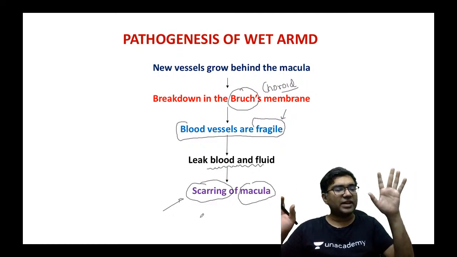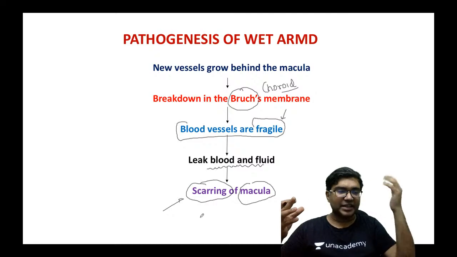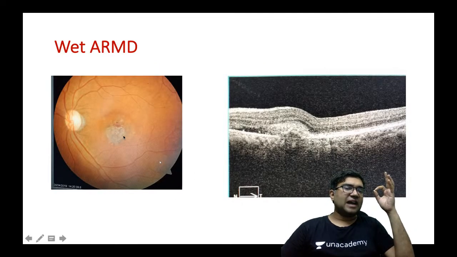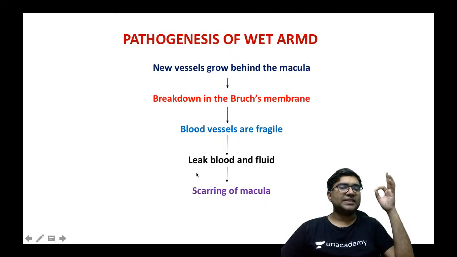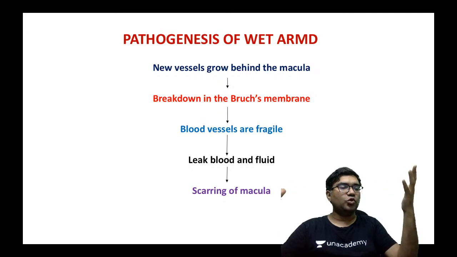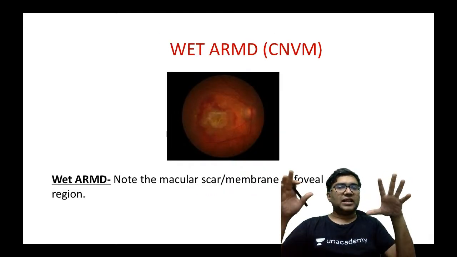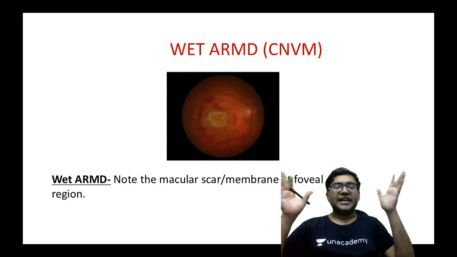Is it clear to everyone? Give me a thumbs up. Any doubts? I can repeat it again. If you can appreciate here, there is a scar formation at the level of the macula. This region is called the macula, and you are seeing the scar formation at the level of the macula because of the new vessels that are formed there. Okay, so I told you about the wet ARMD.